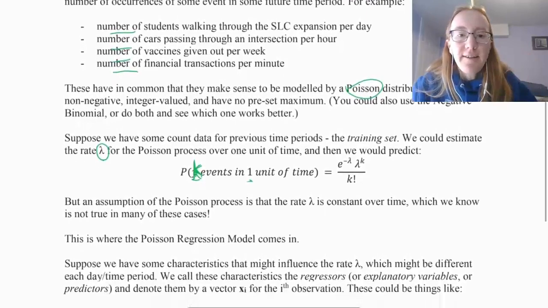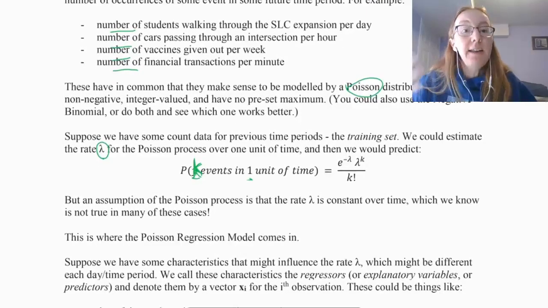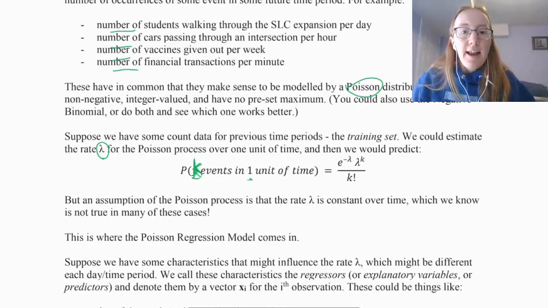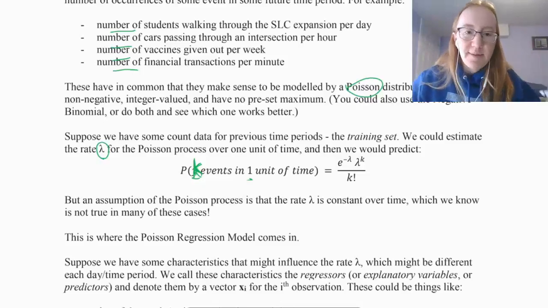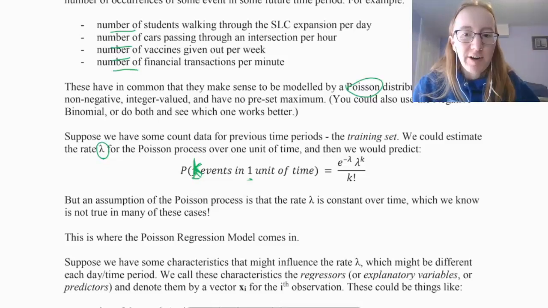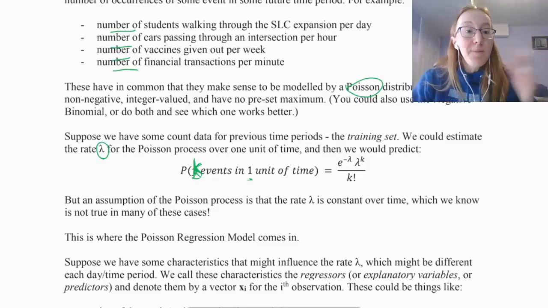So imagine we have some of these characteristics that could influence the rate lambda, and they could be different for each day or time. And those are called lots of different names. Regressors, people call them explanatory variables, people call them explanatory variates, people call them predictors, people call them independent variables. There's a million names for them, but I'm just going to call them regressors. And there could be more than one, right?